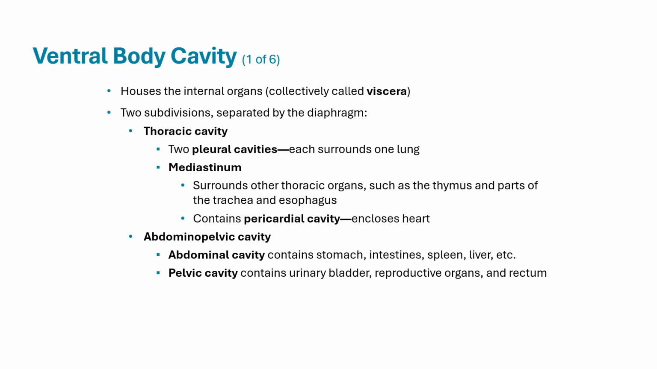The ventral body cavity houses the internal organs, collectively called the viscera. Two subsections or subdivisions that are separated by the diaphragm. So we have the thoracic cavity, which is two pleural cavities, each surrounding one lung. The mediastinum. This surrounds the other thoracic organs, such as the thymus, parts of the trachea, and esophagus. And it contains the pericardial cavity, which encloses the heart. Okay, so that's the thoracic cavity.